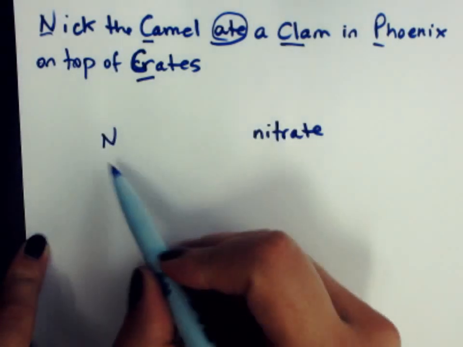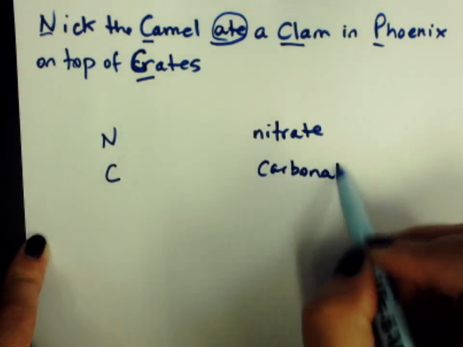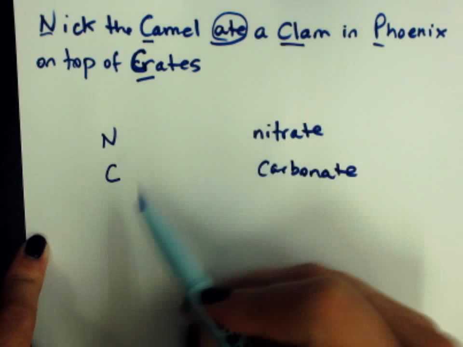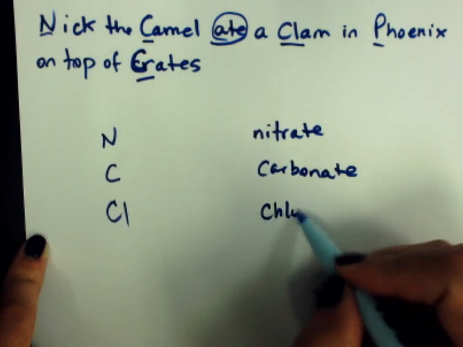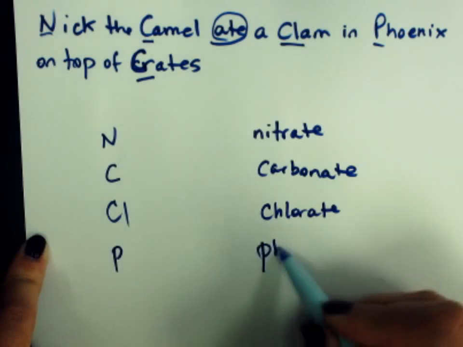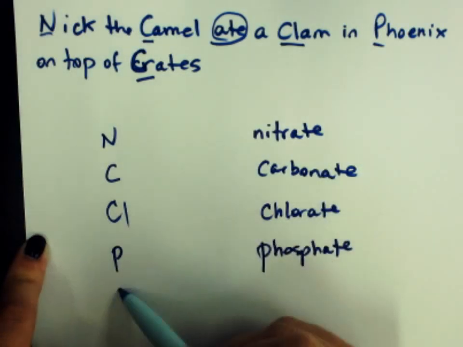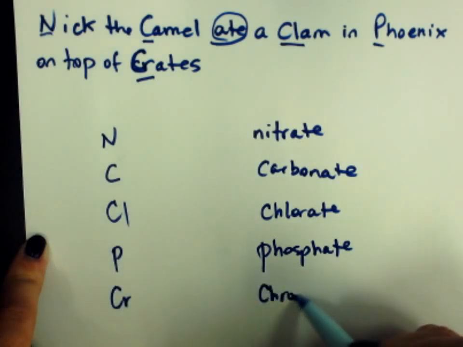So nitrate, the one that has carbon in it, carbonate, the one that has chlorine in it, chlorate, the one that has phosphorus in it, phosphate, and also the one that has chromium in it, chromate.